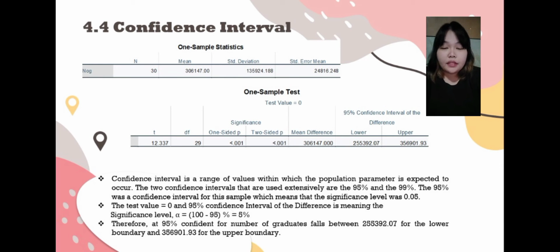Therefore, at 95% confidence, the number of graduates falls between 255,392.07 for the lower boundary and 356,901.93 for the upper boundary.